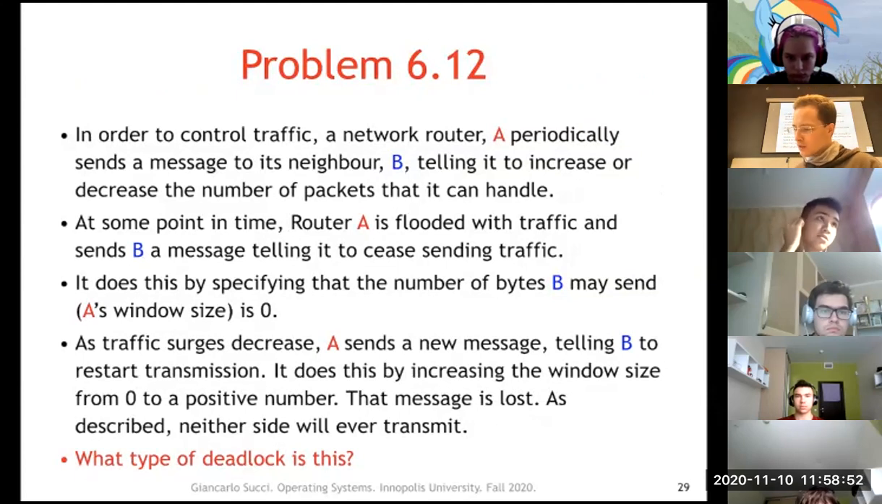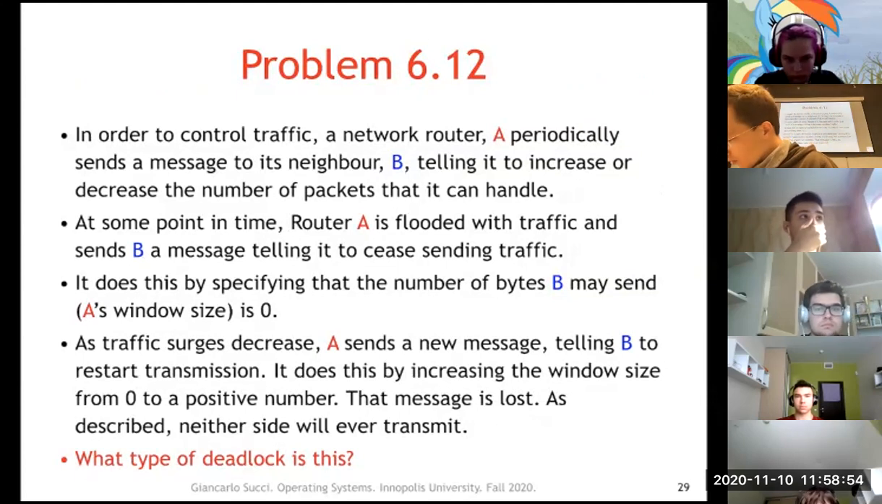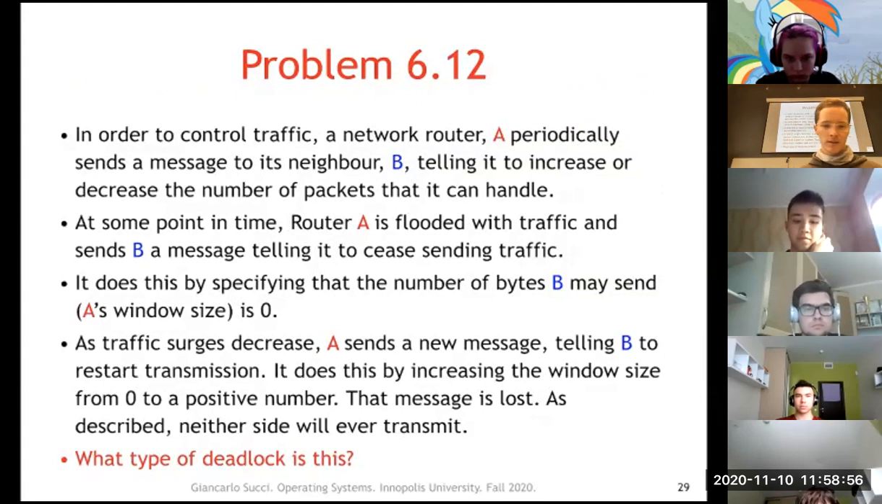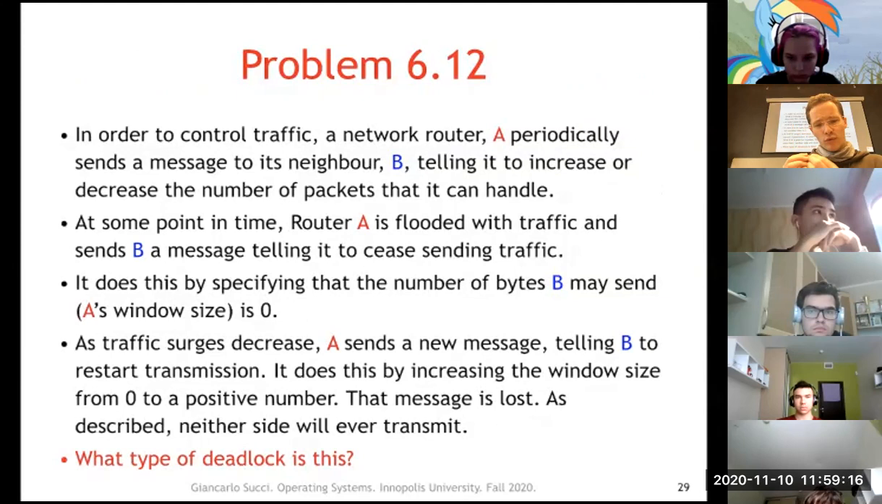Okay. In order to control traffic, a network router theoretically sends, so this is the network stuff. What is this kind of deadlock? Or not deadlocks, but special conditions. What are they called when we're not talking about the resource, but the information? Yes, this is communication deadlock. So this is not even a deadlock, but a problem of communication. Let us say it this way: this is a special case.